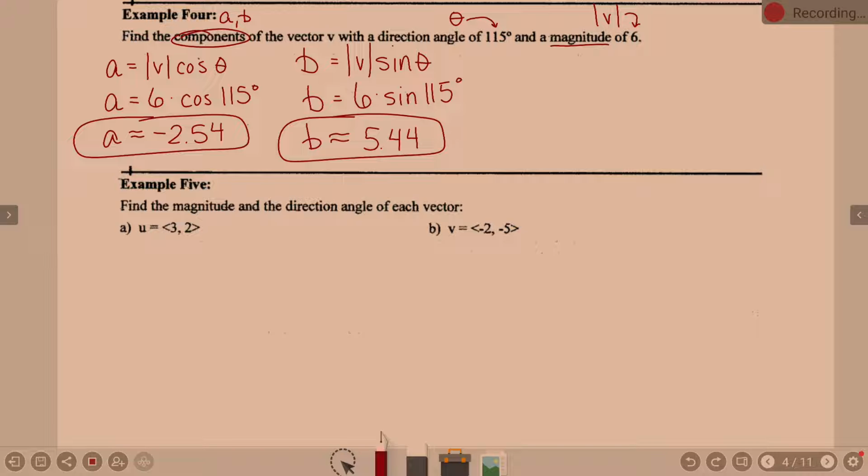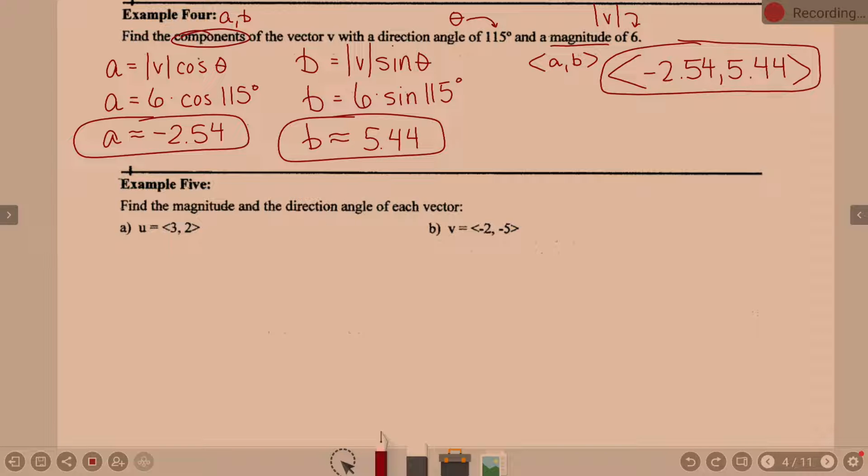Now, it specifically just says find the components, so as in find A and B. I am going to show you, depending on what they ask, component form. Realizing one way we can write component form is just the A comma B with the vector pieces, right? And so one way to write this answer in component form would be negative 2.54, comma 5.44. Again, depends on what they ask for in homework.